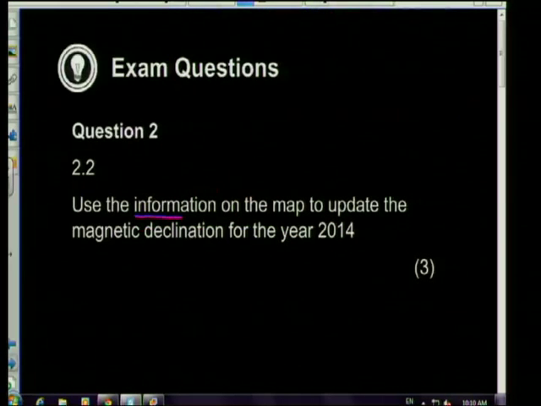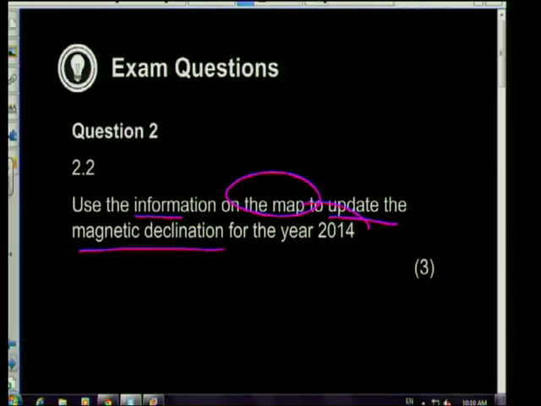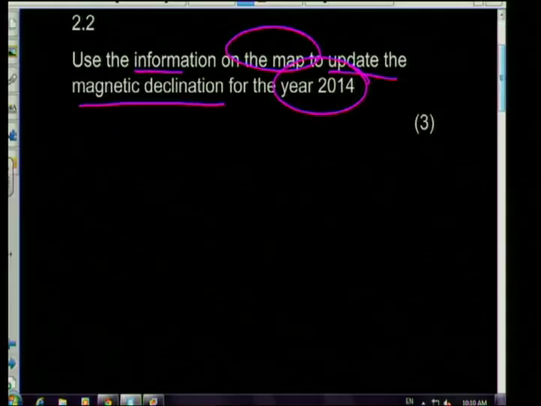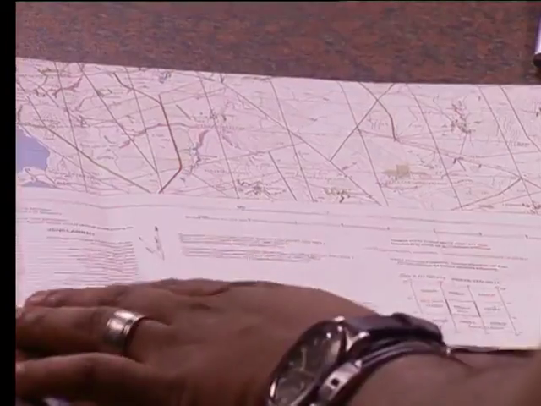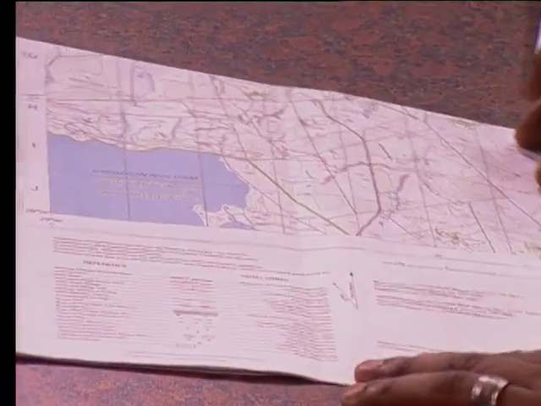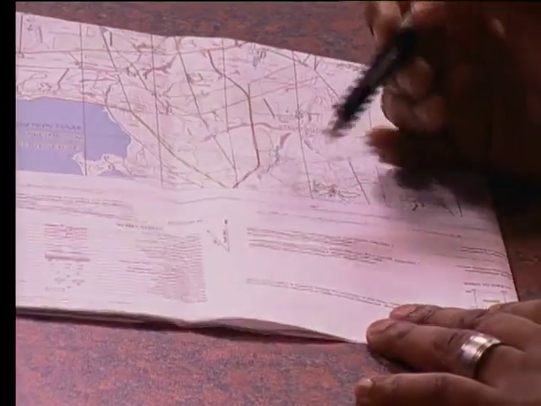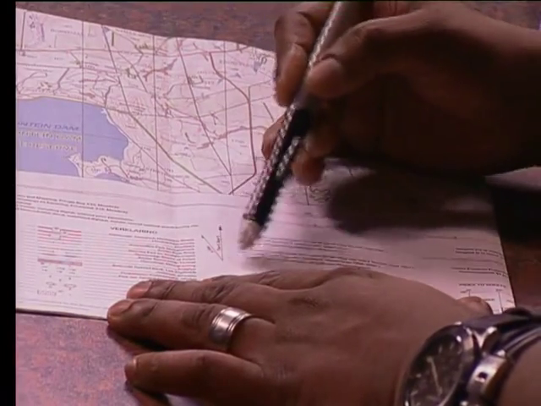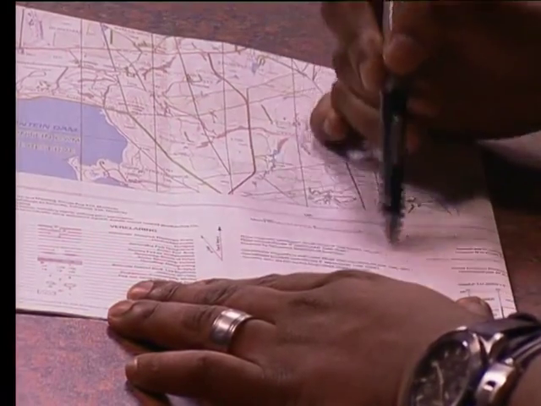Use the information on the map to update the magnetic declination for the year 2014. Now, I'm going to show you how it is possible to get this particular question correct. We go back to our map and we suggest the following. Note that the map is used in this particular example, and we will refer to the magnetic declination. Here it is on the map.